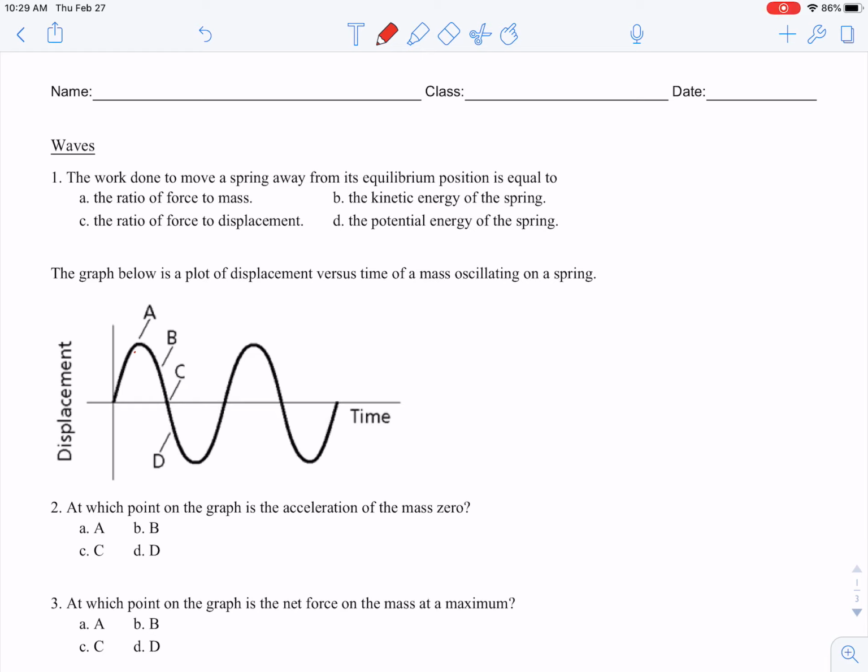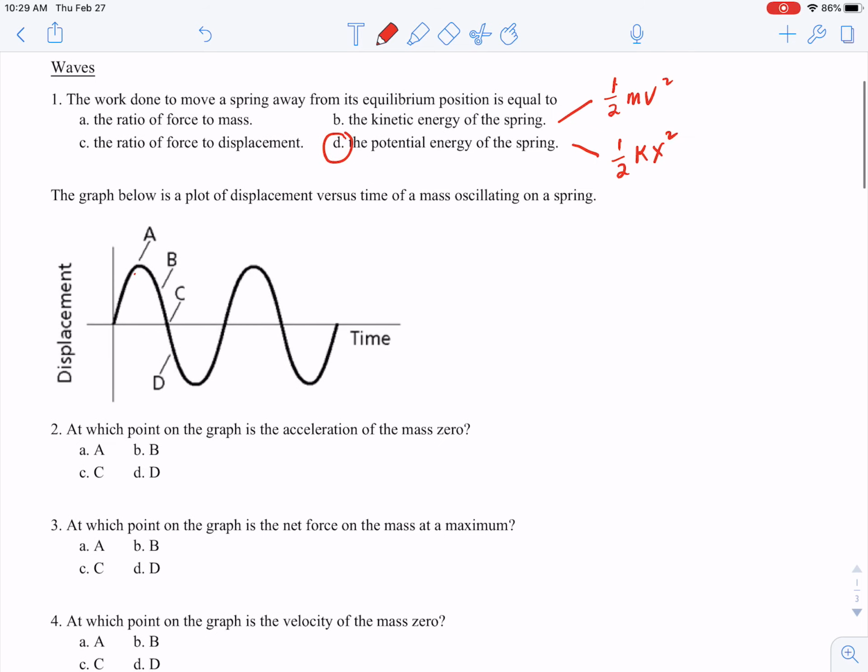If you're considering kinetic energy, you know that the formula for kinetic energy is 1/2 mv squared. So basically, you're getting the v here. But for potential energy, you're looking for 1/2 kx squared, and you're considering x, which is the amplitude or the displacement from the equilibrium position. So the correct answer here is letter D.